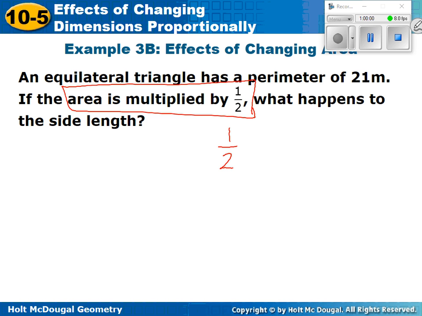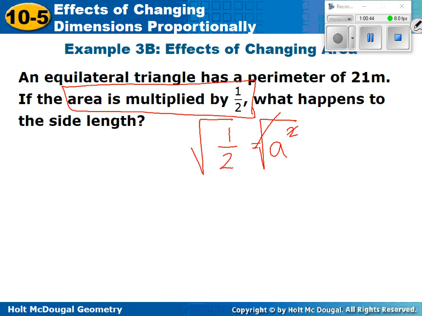If all dimensions are multiplied by a, the area is multiplied by a squared. What is 1/2 equal to in this shortcut? A squared. Everybody agree that it equals a squared? If the area is multiplied by a half, so 1/2 equals a squared. The question is, what happens to the side length? If all dimensions are multiplied by a, the side length is a dimension. We're trying to figure out what is a. So what am I going to do to solve for a? The opposite of squaring is square root. Take the square root.